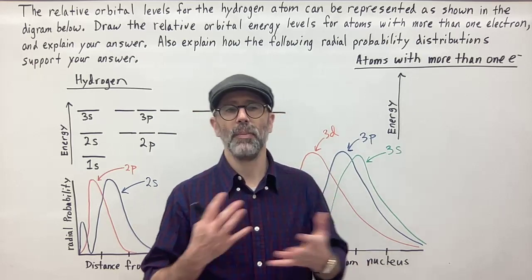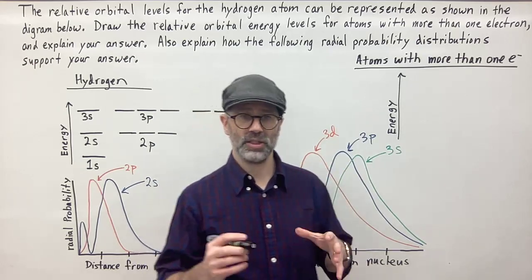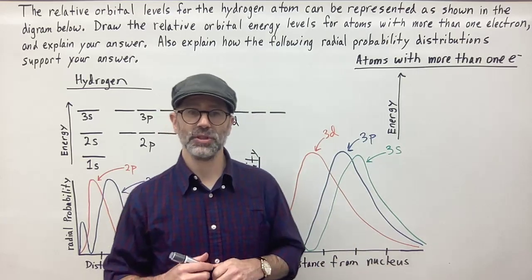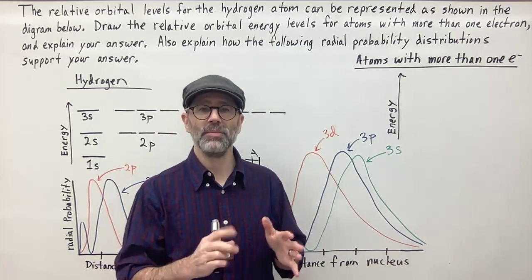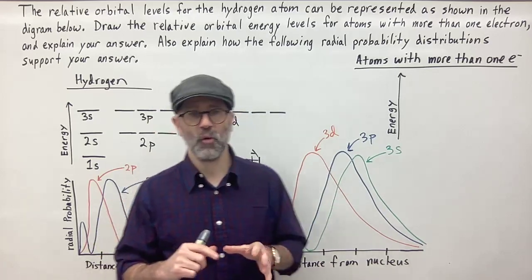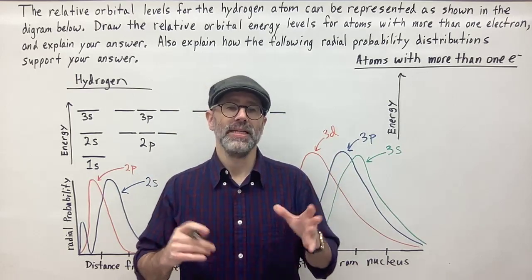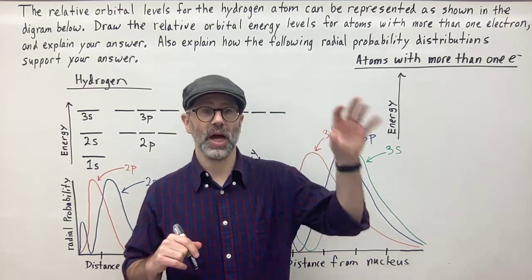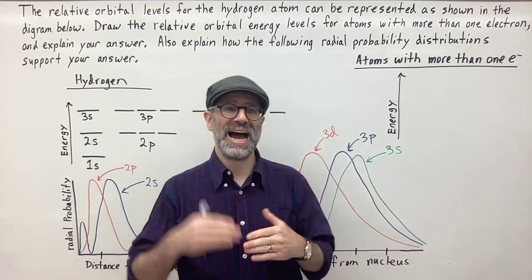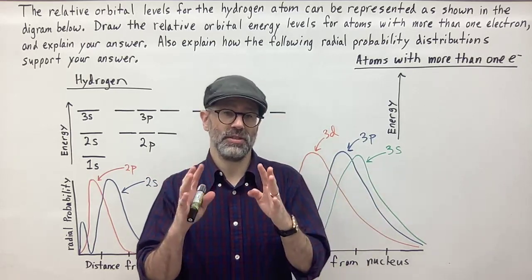It says, or a couple of things to do. First, we want to draw the relative orbital energy levels for atoms that have more than one electron. So the thing you got to remember for atoms that have more than one electron is that once you start throwing other electrons in there beyond one, you now have repelling forces.